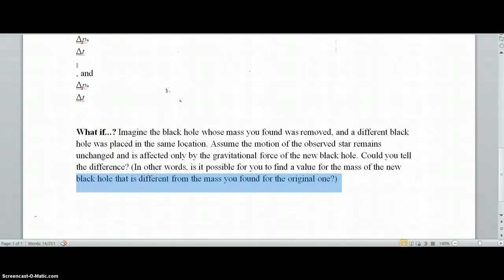As far as if we replace this black hole with another one of a different mass, as long as the motion of the star remained unchanged, we would not be able to find that value for the new mass because everything would look the same. Only if there was a change in the motion would we be able to tell that. Thanks.